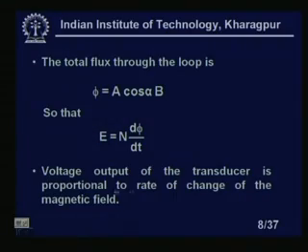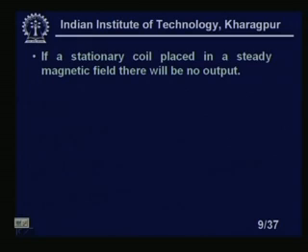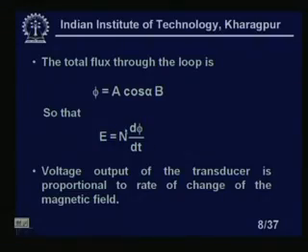The faster the rate of change of flux through the coil, that means the faster it rotates, the larger the output voltage I will get. So the voltage output of the transducer is proportional to the rate of change of the magnetic field. If a stationary coil is placed in a steady state magnetic field, that means a DC magnetic field produced by a DC voltage or a permanent magnet, there will be no output voltage, because d phi by dt will be 0. There is no change of flux, no variation of the flux with respect to time, so the output voltage will obviously be 0.